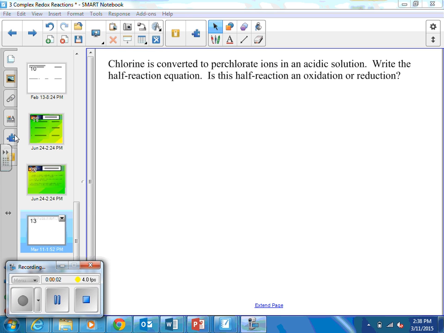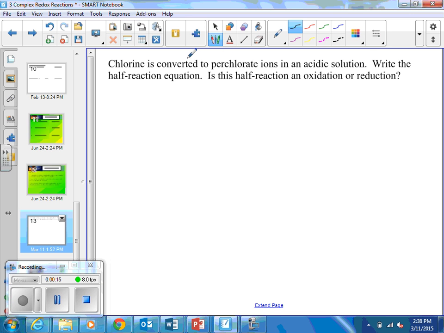For balancing complex redox reactions, this is where we don't have a simple metal or nonmetal, but we've got polyatomic ions involved. So it's a little bit more complicated. So what we want to start off with is just a skeleton equation.